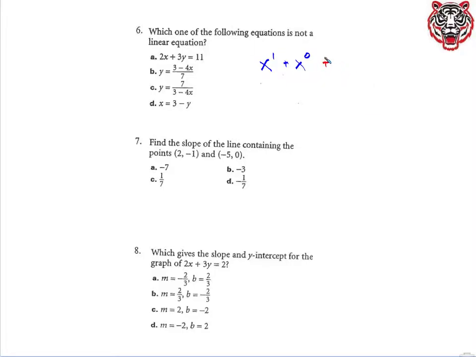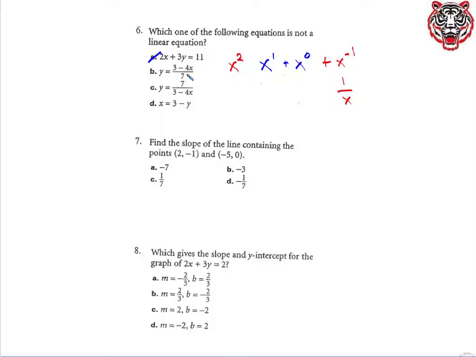You cannot have x to the power of -1, which is the same thing as 1 over x. You cannot have x to the power of 2. Those are bad. Those are in red. All right, so A, let's look at it. A has just x and y. We're good. So it's not A. We're looking for something that's bad.